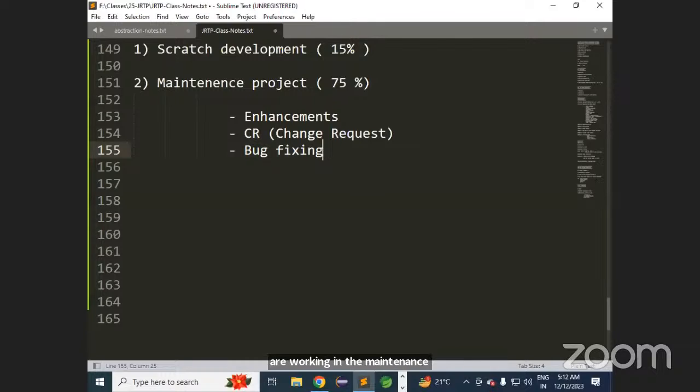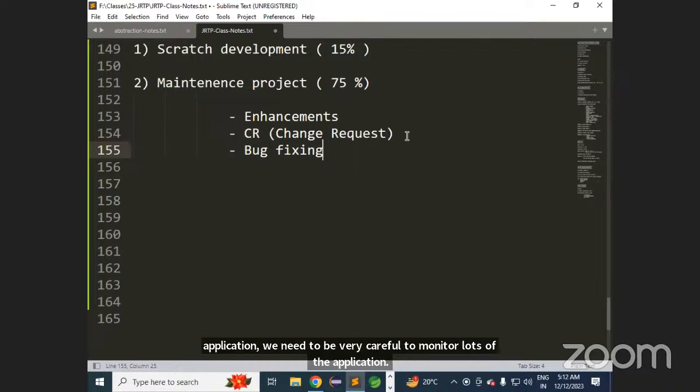Unfortunately, 75% of the projects are under maintenance only. 99% of the time, when you go to a company, you will be working on maintenance projects only. So that's why we should be very careful in debugging to understand how the existing code is working. We need to be careful with logging of our application, and careful to monitor the logs of the application to understand the problems.